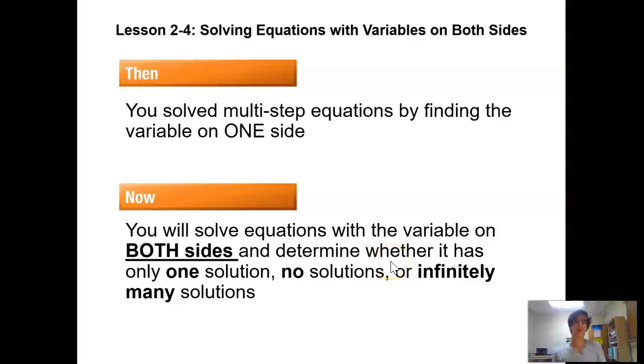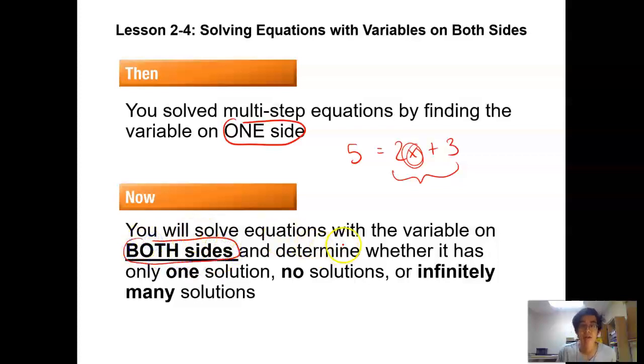Alright, ladies and gentlemen, welcome to lesson 2-4. We're going to look deeper into solving equations by making it a little more complex. So before, I solved multi-step equations by only finding the variable on one side of the equation, right? So I had like 5 equals 2x plus 3, and the variable is only on this side, okay? Now today, you are going to solve equations with the variable on both sides of the equation, so it's going to be a little more complex. And I'm going to determine whether it has only one solution, no solutions, or infinitely many solutions.